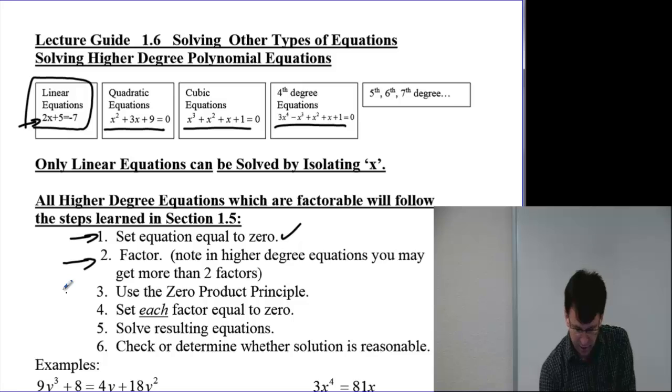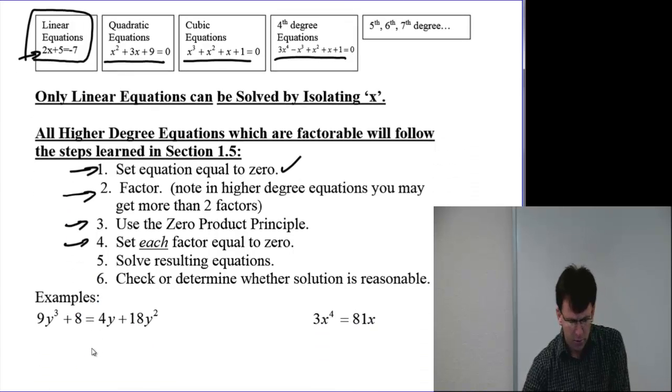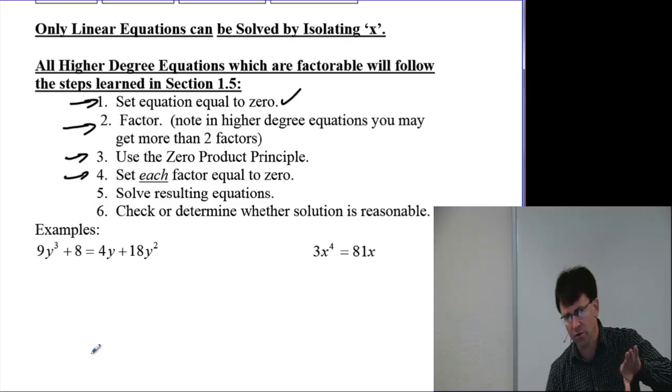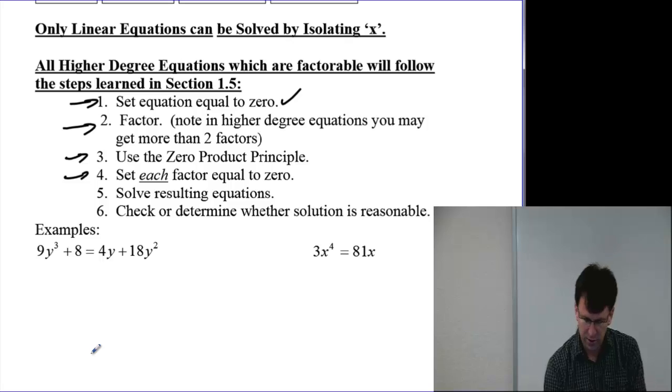And then we'll use the zero product principle, set each factor equal to 0, just like we did with the quadratics. But we're going to use examples here that are going to be higher level than a quadratic. So we're very good at solving quadratic equations now. Those have their own set of strategies. Now we have something that's a higher degree. So remember, step number 1, always set equal to 0. See what we really have.